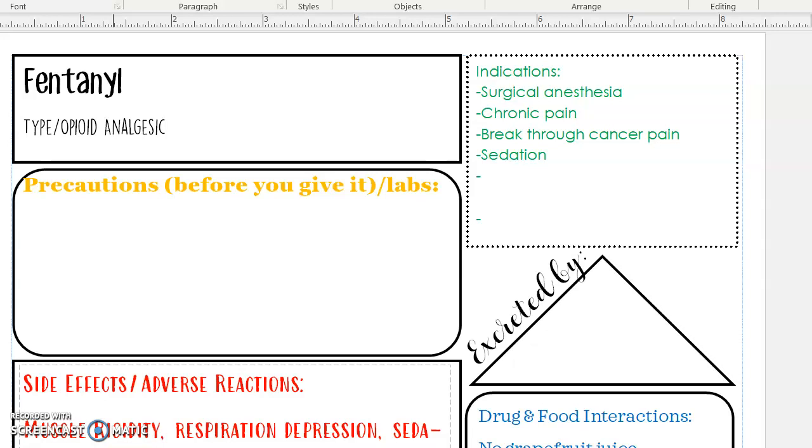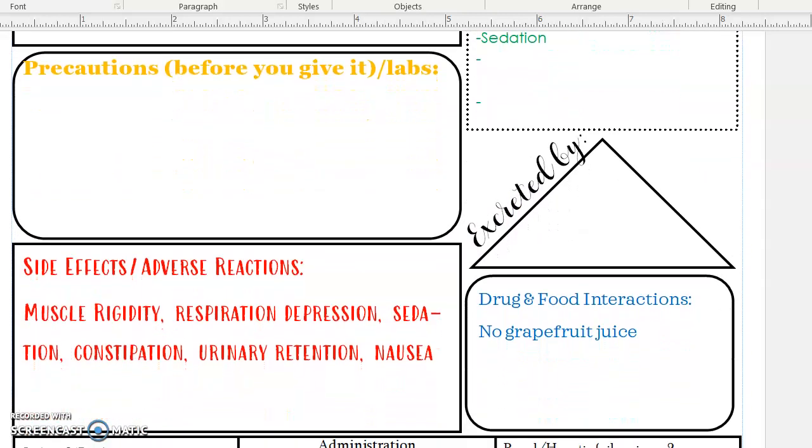We're watching for respiratory depression. And if you're using it for sedation, then obviously sedation is another side effect. You're also going to see muscle rigidity, constipation, urinary retention, and nausea.